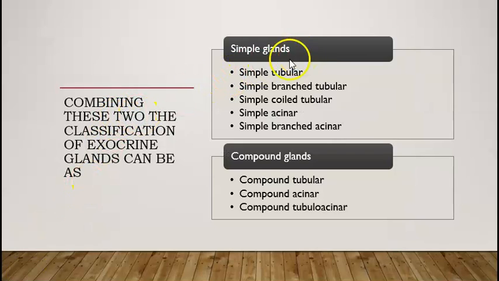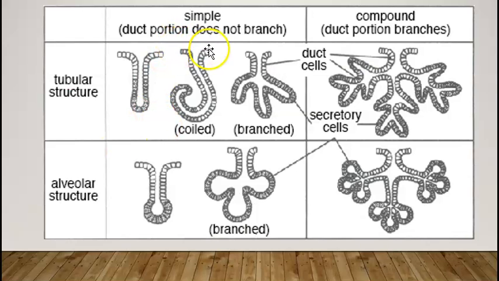Simple glands can be simple tubular, simple branched tubular, simple coiled tubular, simple acinar, or simple branched acinar. This branching is different from the other one; I will show it in the figure. Then compound glands can be compound tubular, compound acinar and compound tubulo-acinar. In this figure, you can see that a simple gland has only one main duct.